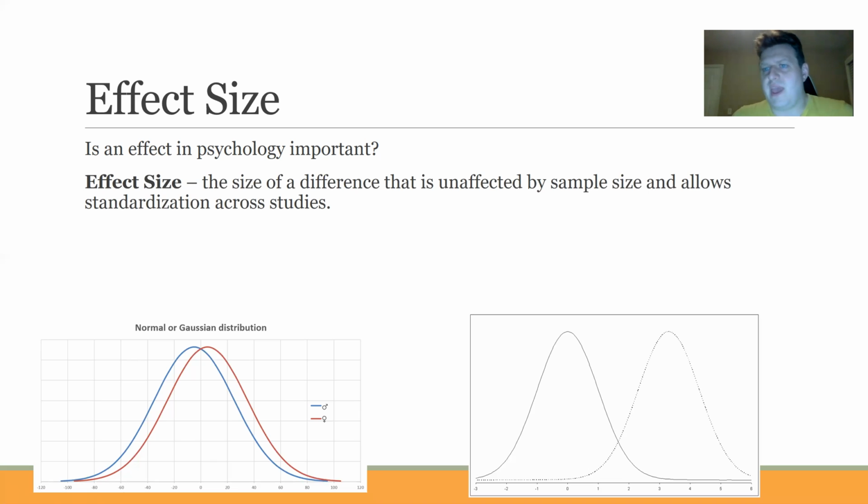But how about if we want a consistent way of viewing studies across the gamut that use differing sample sizes? So maybe this one study uses 50 subjects, this other study uses 200 subjects. What is a way that we could compare all those studies to see the magnitude of the population mean difference? That's what effect size is. An effect size is the size of a difference that is unaffected by sample size, unaffected by the number of subjects we have, and allows standardization across studies.